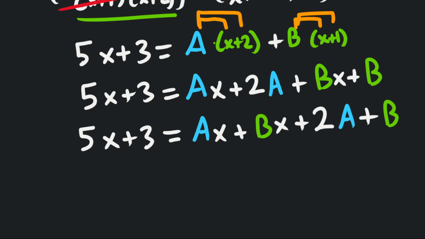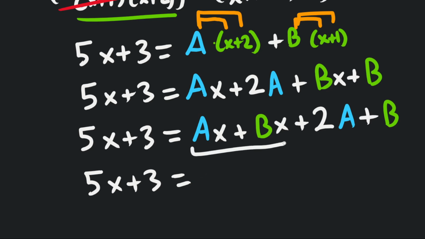And what we're going to do next, so let's keep going, 5x + 3 equals, what we're going to do over here is factor out this x. There's an x in both of them, and we're going to factor out the x, so x times (a + b). So a + b.